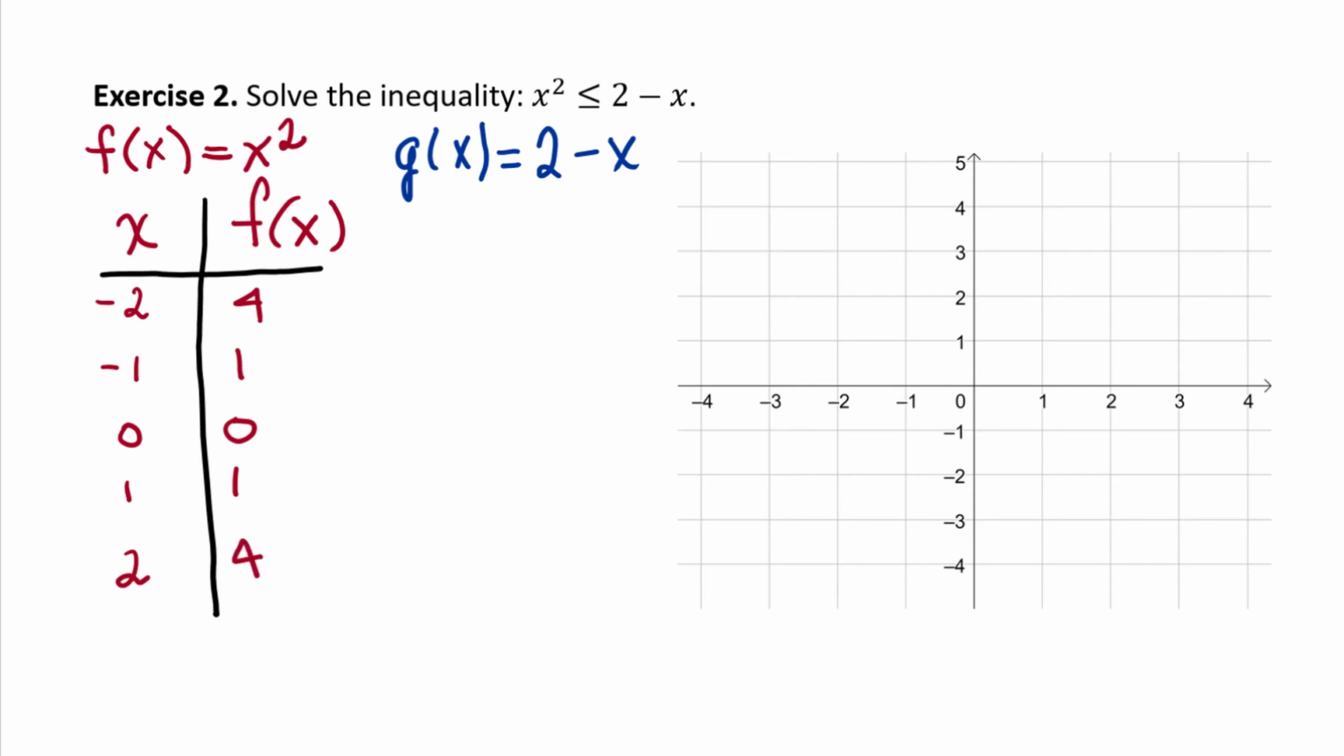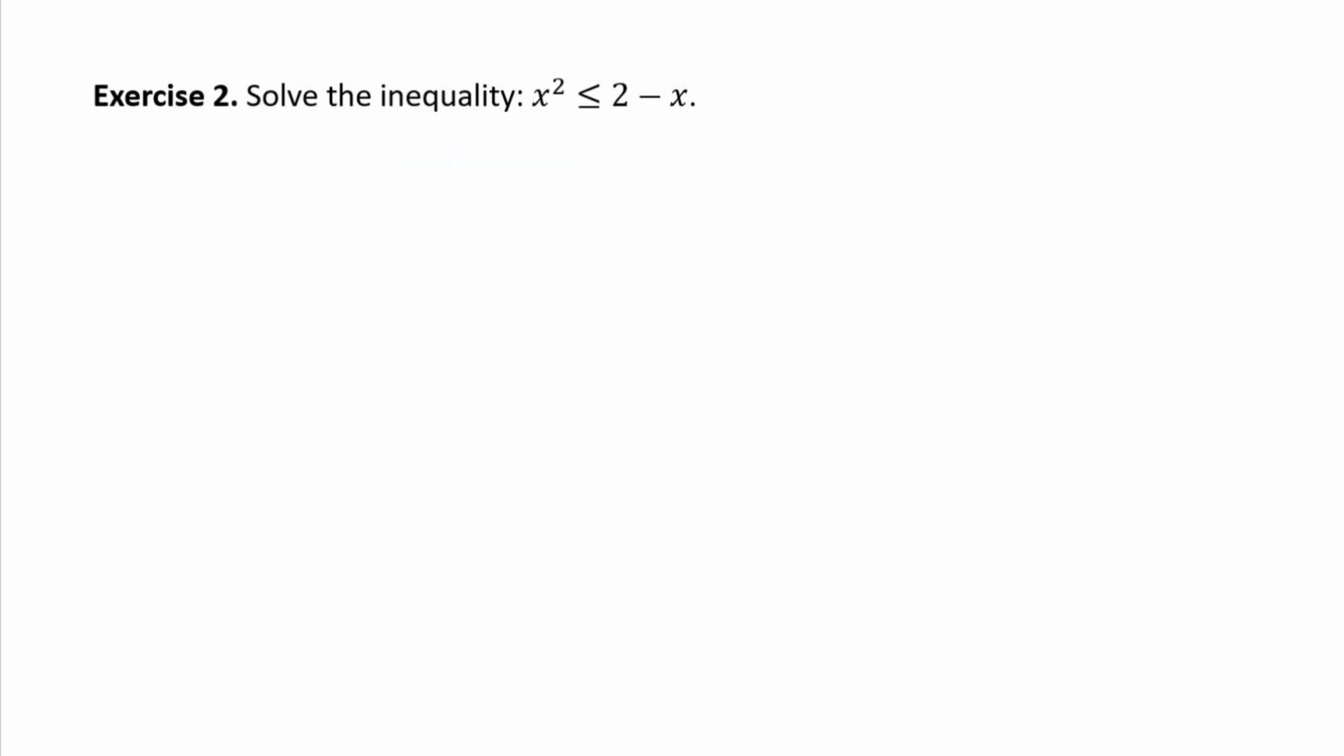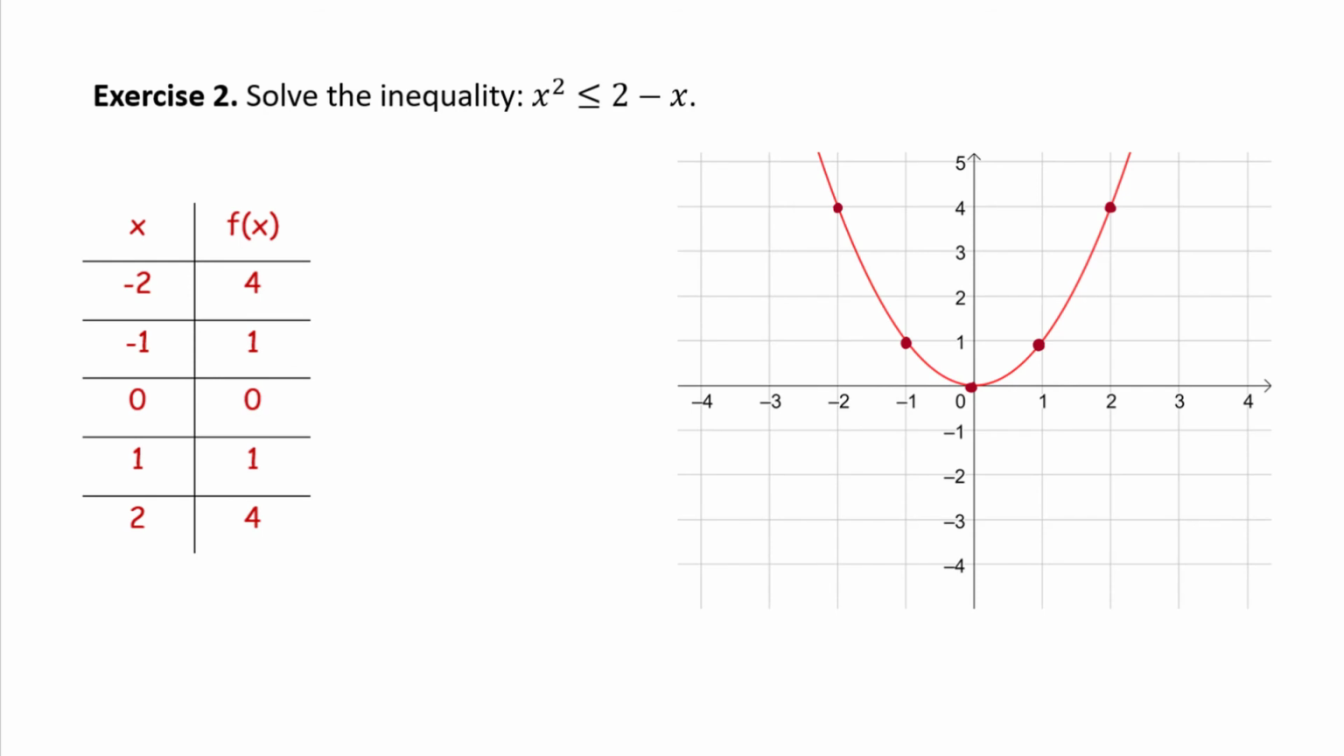Let's plot these ordered pairs. So we'll plot negative 2, 4. We'll plot negative 1, 1. We'll plot the origin, which is 0, 0. Then 1, 1. And finally 2, 4. We know the basic shape of the square function, so we'll connect these points to confirm the shape. And so now we have our parabola with the vertex at the origin.